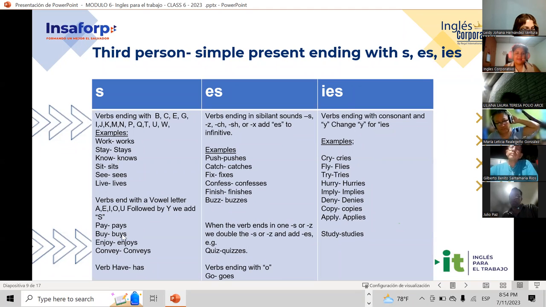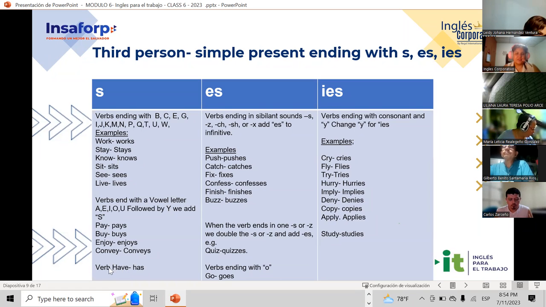Buy, buys. Enjoy, enjoys. Convey, conveys. And we have the irregular verb that you know changes: have and has for the third person. Okay, just pay attention here. Vowel letters, all these letters followed by Y, we add the letter S.